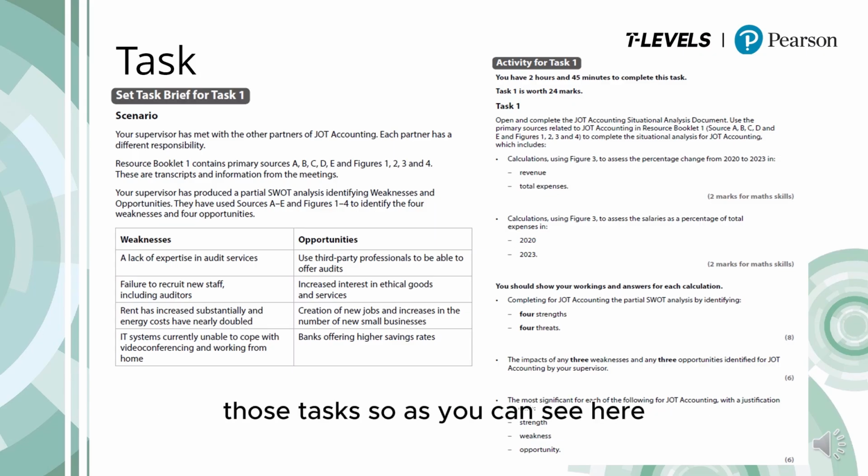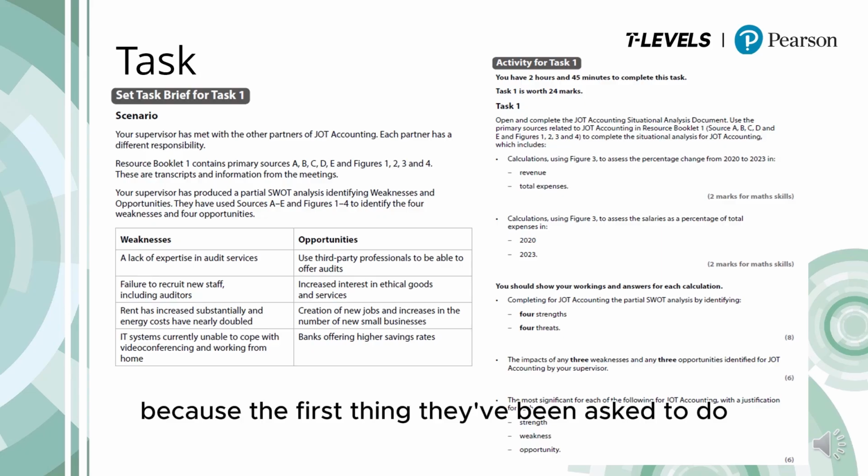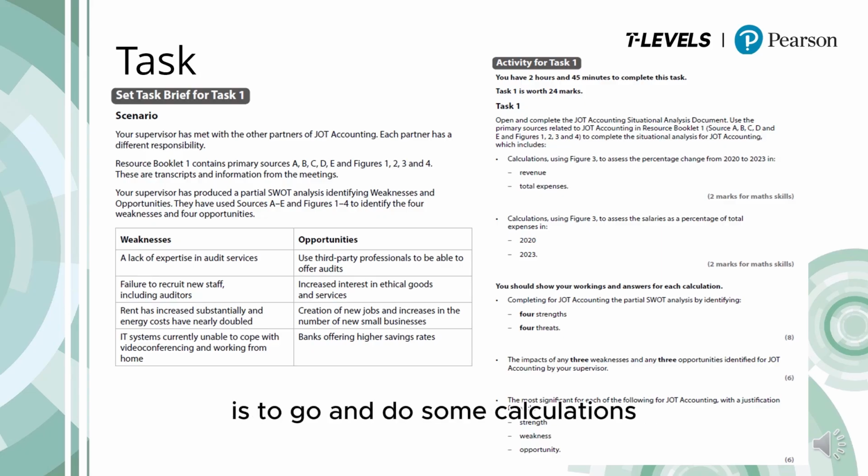So as you can see here, not all of the information that is in that scenario is on the screen, because there is a lot of information in that task one booklet. So you can see here that there will have been financial data as well that they've been given, because the first thing they've been asked to do is to go and do some calculations.